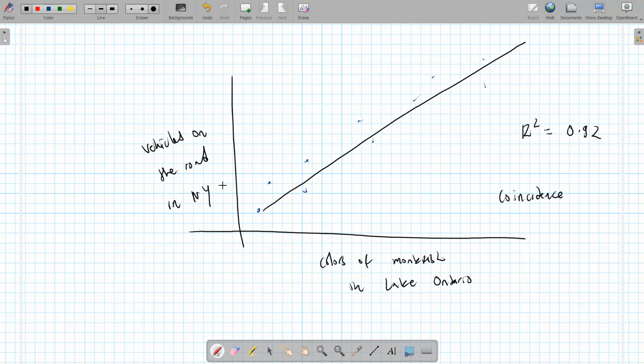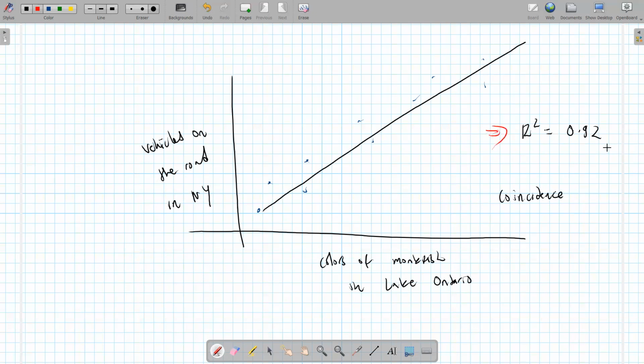These two variables have nothing in common. You cannot use this model to predict the vehicles on the road in New York based on the colors of monkfish. Even though there's a high R squared value, if you make a prediction, it's gonna be junk. It's not gonna make any sense. So this can be deceiving at times.